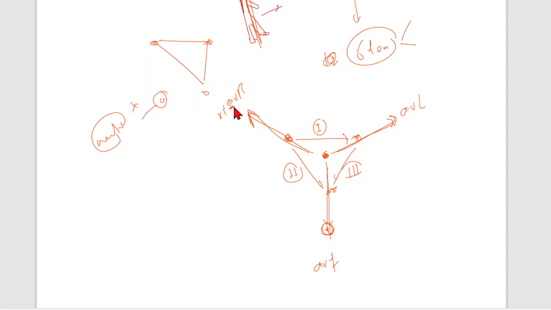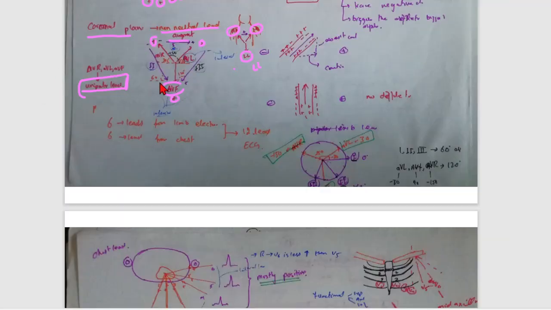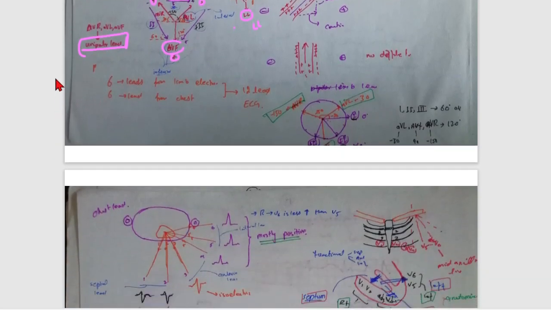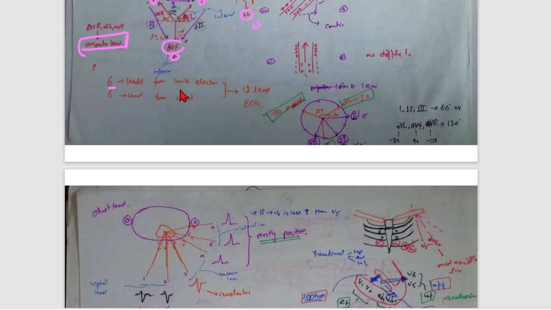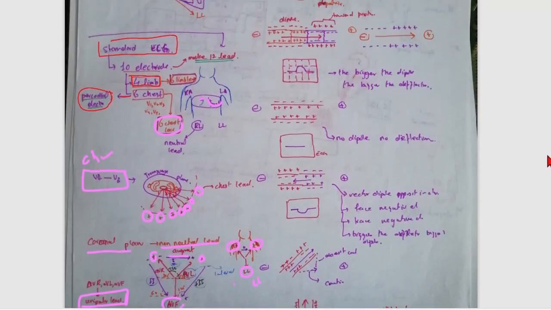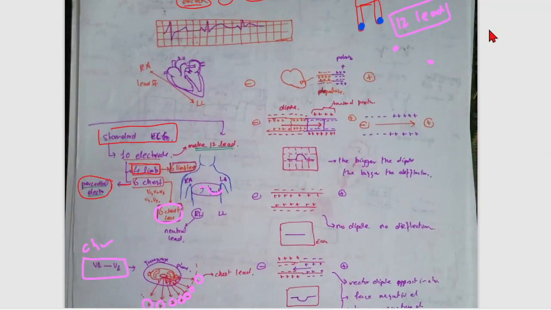These are actually augmented leads that amplify the electrical signal coming from the heart. If anything happens here, it will show in this lead. So these are all the leads which I have told you. Now 12 leads are here. We will tell about their angles also. Now 6 leads from the limb electrodes and 6 leads from the chest leads, so the total is 12 leads. Now this is a unipolar lead, we have already explained. Let's come to how these leads measure the electrical activity of the heart.